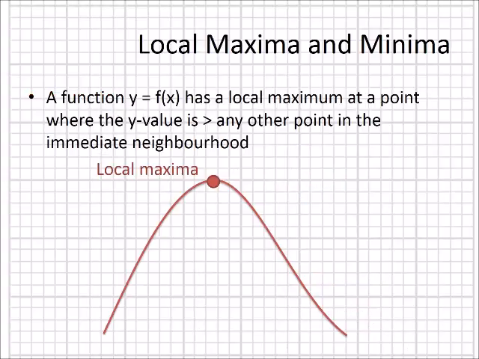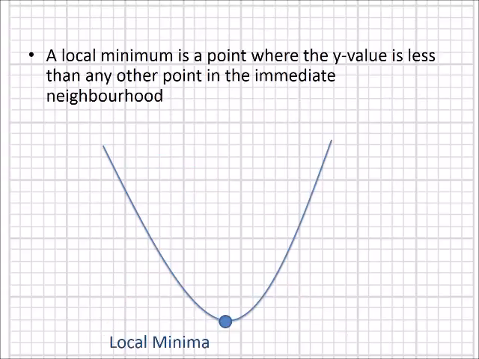Function y equals f of x has a local maximum at a point when the y value is greater than at any other point in the immediate neighbourhood. This means that on either side of the local maximum, the function moves in the same direction, that is, downwards. On the other hand, a local minimum is a point where the y value is less than any other point in the immediate neighbourhood. That is, the function to the left and right of the point extends upwards.